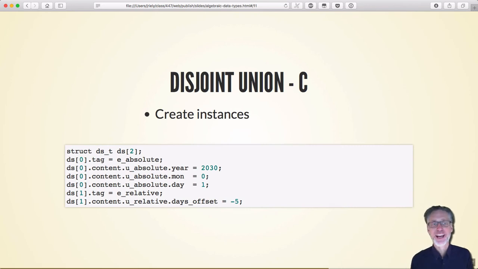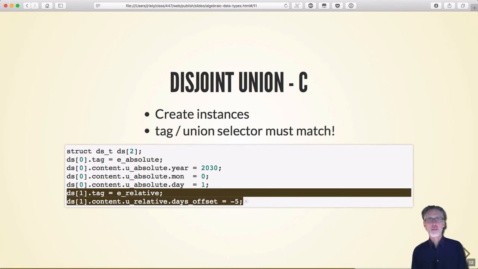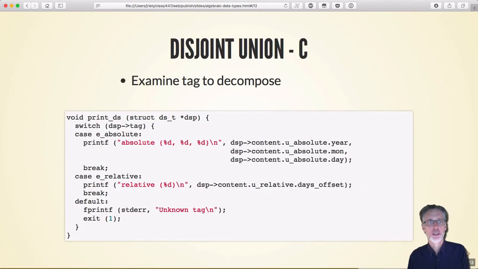In C, this is creating an instance of one of these things. This is an absolute date being assigned to array element 0, and then a relative date being assigned to array element 1. And the thing that's really sad here is it's possible for the tag and the union selector to be different, in which case the program just is not safe. So this is another case where safety can be an issue in C, when we get these tag and disjoint union pairs that are out of sync with each other.